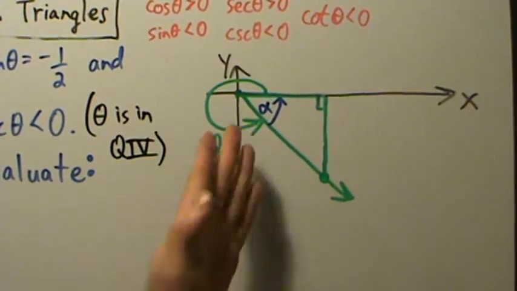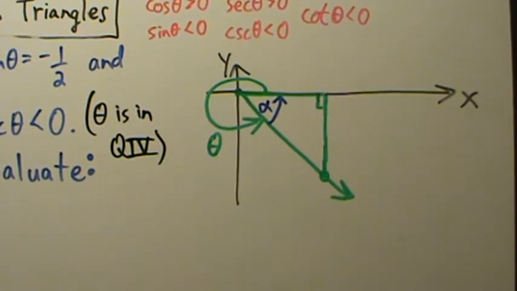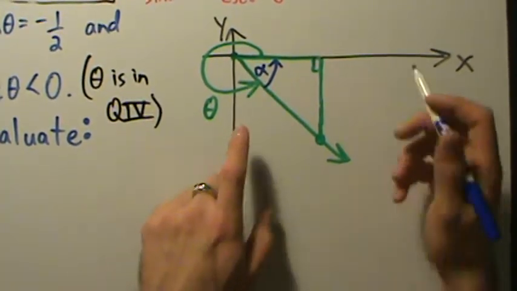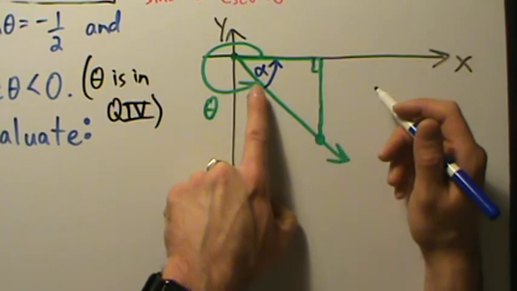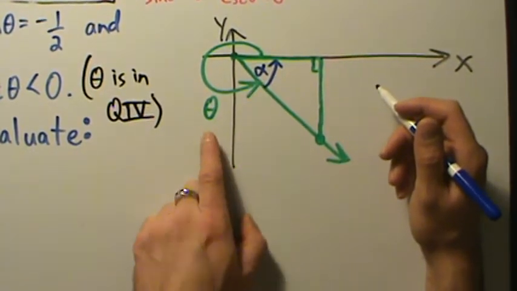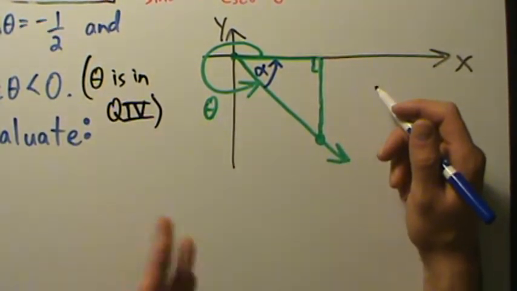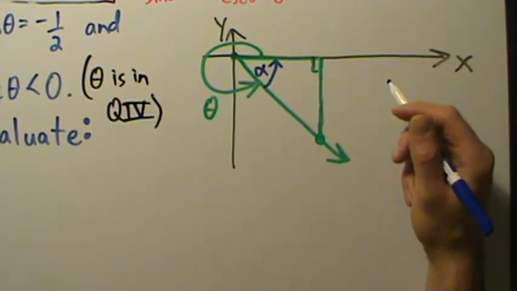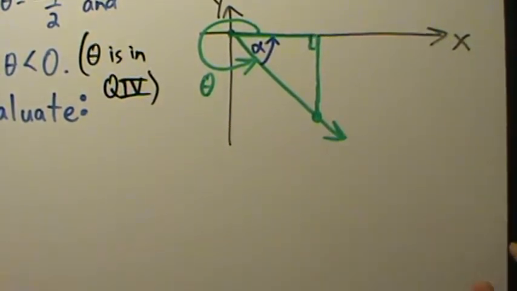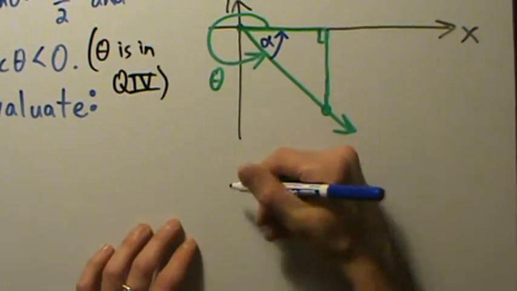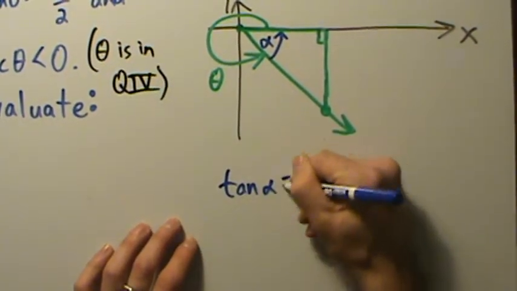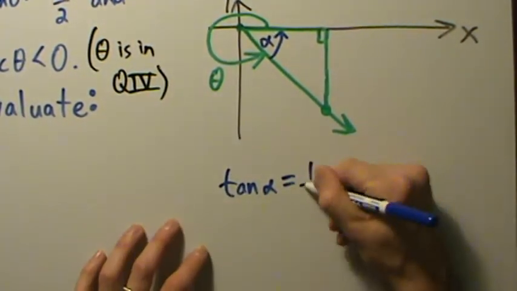And again, we don't have to call it alpha, we can call it whatever we want besides theta, because theta is already taken. But anyway, this here is our angle alpha, a reference angle for theta. Remember, we talked a lot about reference angles in an earlier video and did some examples with those. So how's that beneficial to us? Well, what's the tangent of alpha? Tangent of alpha is positive 1/2.